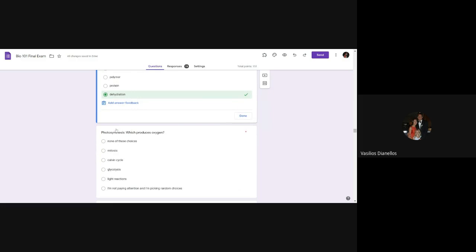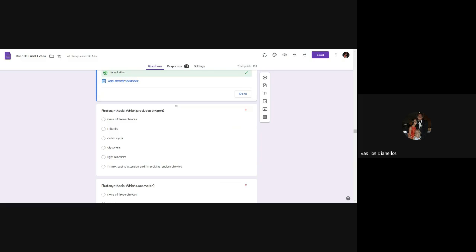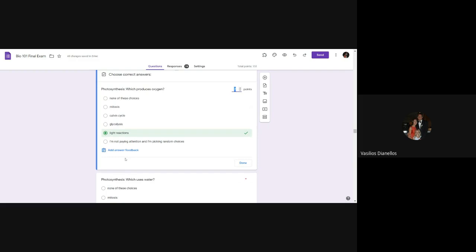All right, this should be pretty straightforward. Photosynthesis, which produces oxygen? Well, remember, oxygen, water, electrons, all go together in this exam. So it is the water that gives up the electrons that produces the oxygen. And where does that happen? That happens in the light reactions. So the answer is simply light reactions.